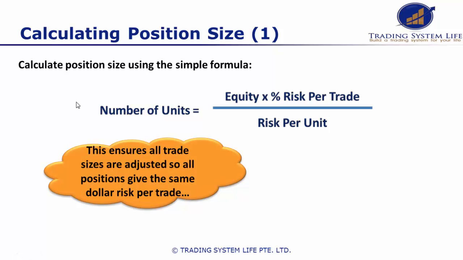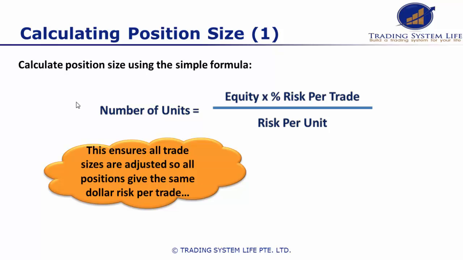Well, the reason we do this is because it ensures that all trade sizes are adjusted so that the positions give the same dollar risk per trade. What we want to avoid as a trader is having, say, a $500 loss on one trade, and then a $3,000 loss on another, and then a $10,000 loss on another, and a $2,000 loss on another, because we've got different position sizes all over the place. One of the first steps towards consistency in your trading is standardizing your position size so that if you're wrong, you lose the same amount on each trade.